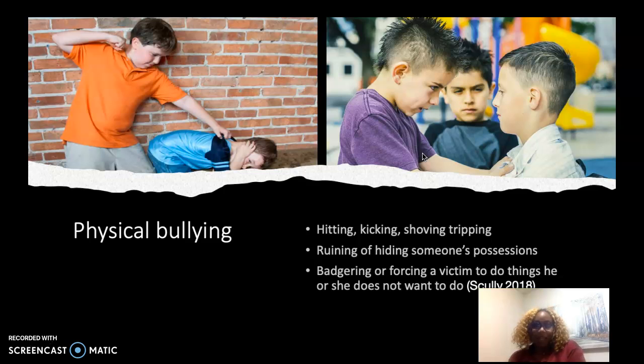The first type of bullying is physical. Physical, of course, is hitting, kicking, shoving, or tripping another student, ruining someone's things, or forcing a victim to do things he or she does not want to do. So all those things are physical bullying. And we're going to work really hard so that our children can just be happy and hands-free. We have a hands-free zone where we're going to just keep our hands to ourselves.